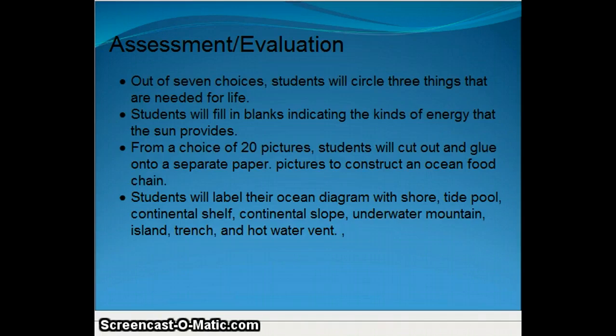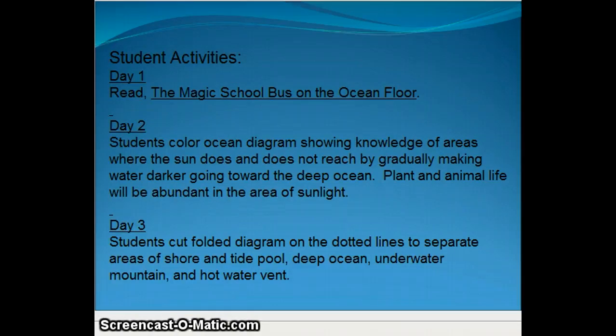Assessment and evaluation. Out of 7 choices, students will circle 3 things that are needed for life. Students will fill in blanks indicating the kinds of energy that the sun provides. From a choice of around 20 pictures, students will cut out and glue onto a separate paper 3 to 4 pictures to construct an ocean food chain. And finally, the students will label their ocean diagram with the parts of the ocean. There will be 10 student activities in all, not including the individual research to be done in the computer lab.